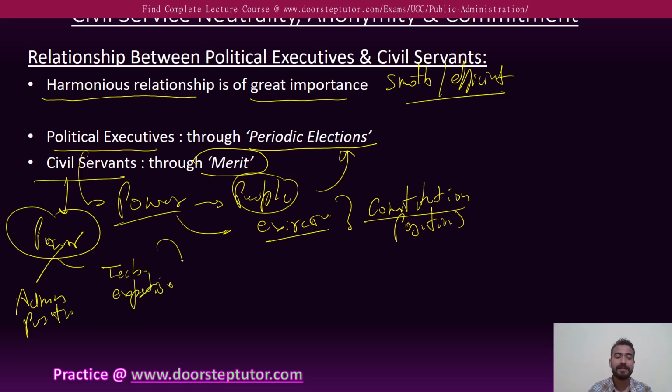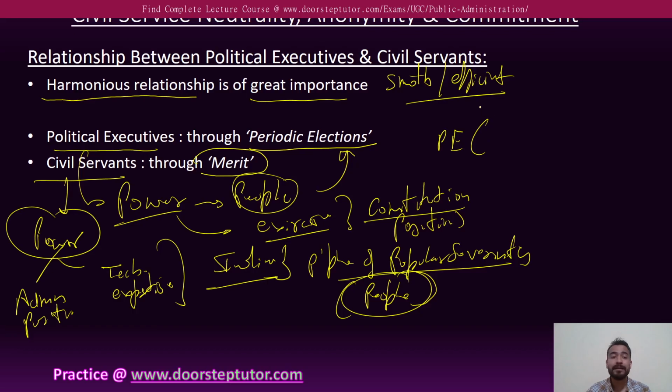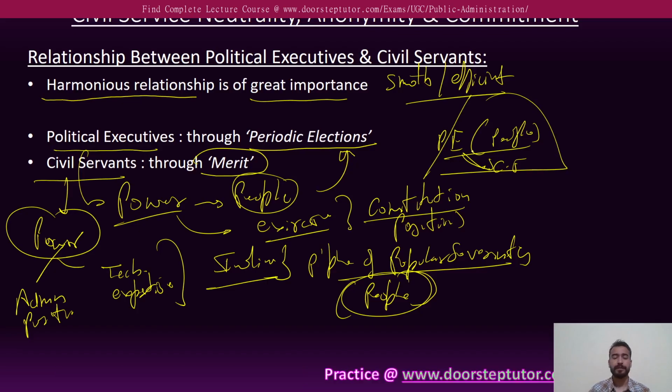Now when we talk about India, we have a system of democratic government that is based on the principle of popular sovereignty. That means that the people in a democratic government possess the supreme power. As we all know, the political executives are selected directly from the people, so automatically the civil servants become their subordinates in the hierarchical structure.